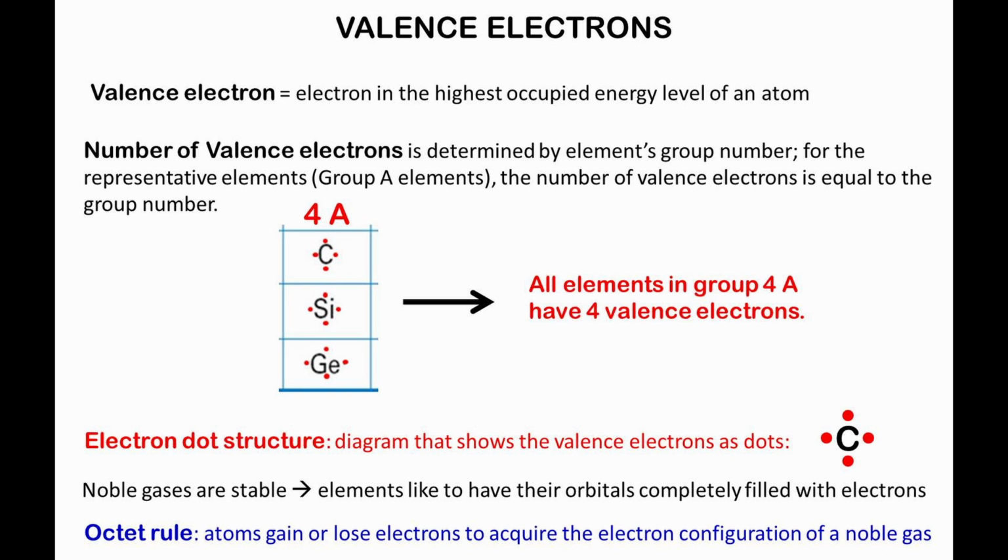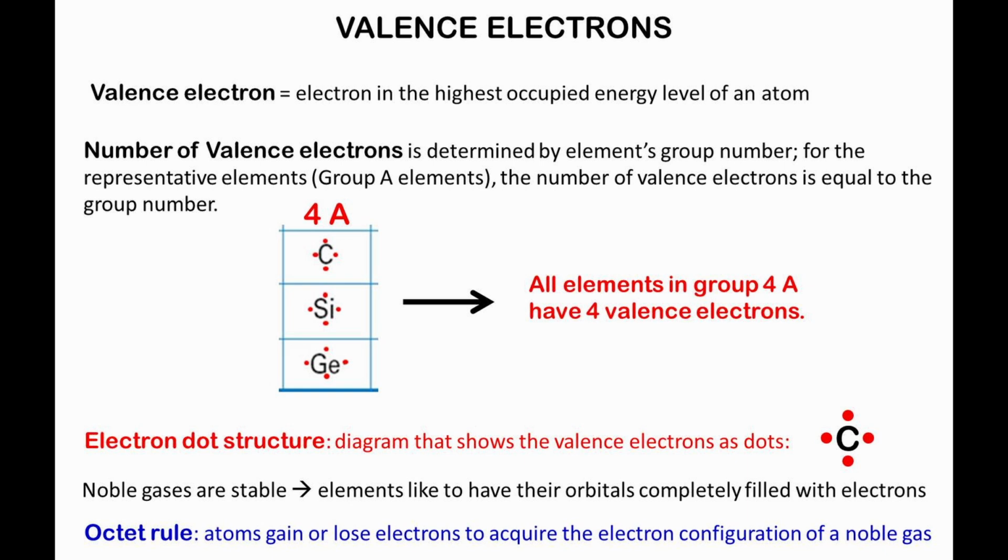A valence electron is defined as an electron in the highest occupied energy level of an atom. The number of valence electrons is determined by the element's group number. For the representative elements, which are the group A elements, the number of valence electrons is equal to the group number. For example, all elements in group 4A have 4 valence electrons. Helium is the only exception to this rule. Helium is in group 8A but has only 2 valence electrons.